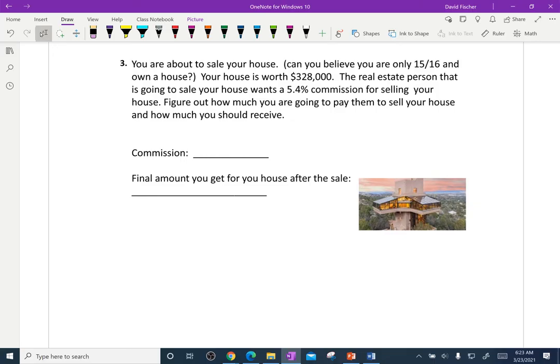So figure out how much you're going to pay them for selling your house and how much you should receive after you pay them. Now, there is a lot of work that goes into selling a house. They have to have open houses and set up people to come and look at your house and things like that. So let's figure out how much the person that's selling your house is going to make. Let's take that 5.4% and make it into a decimal. So if I move my decimal to the left 2 places, it's going to be 0.054. Let's take that times our 328,000.